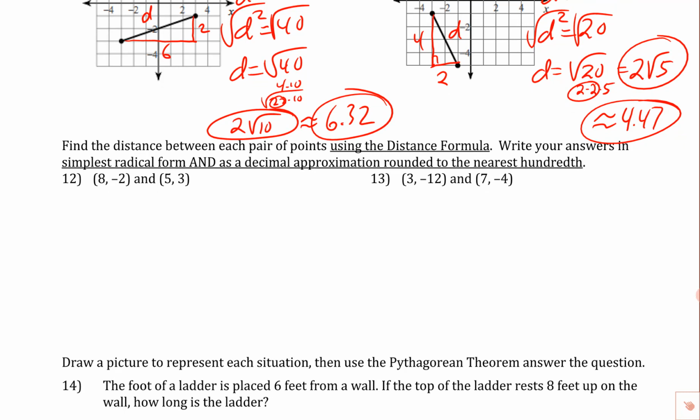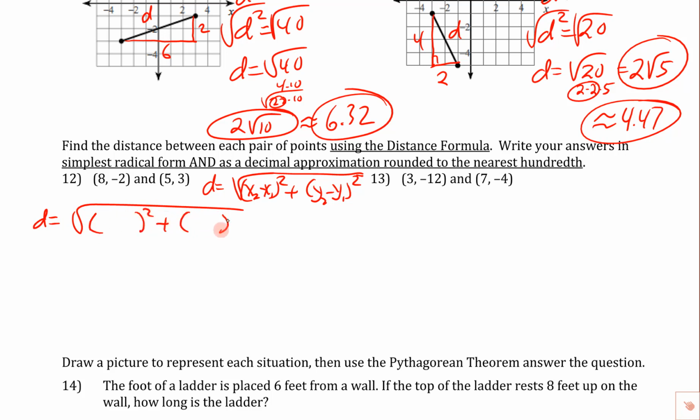Okay, distance formula says you got to use the distance formula here. Same ways to write the answer, simplest radical form and as a decimal. So distance formula, remember, is d equals big square root, and then it's going to be x2 minus x1 quantity squared plus y2 minus y1 quantity squared. So if it helps, go ahead and write down a big square root. Write down each one of the quantities that we're going to have and put those negatives in between there. x2, 5, minus x1, 8, y2, 3, minus y1, negative 2.